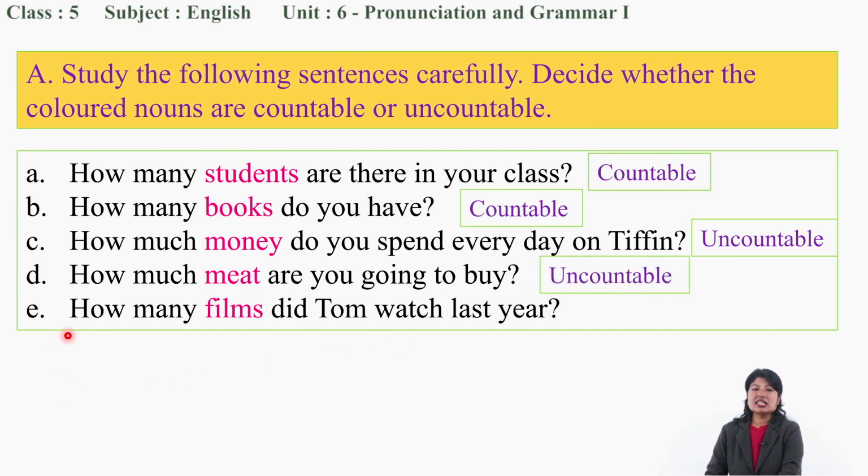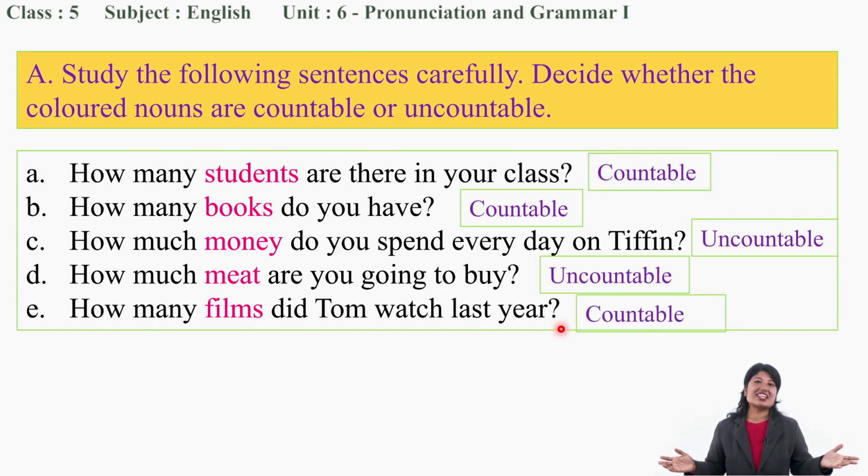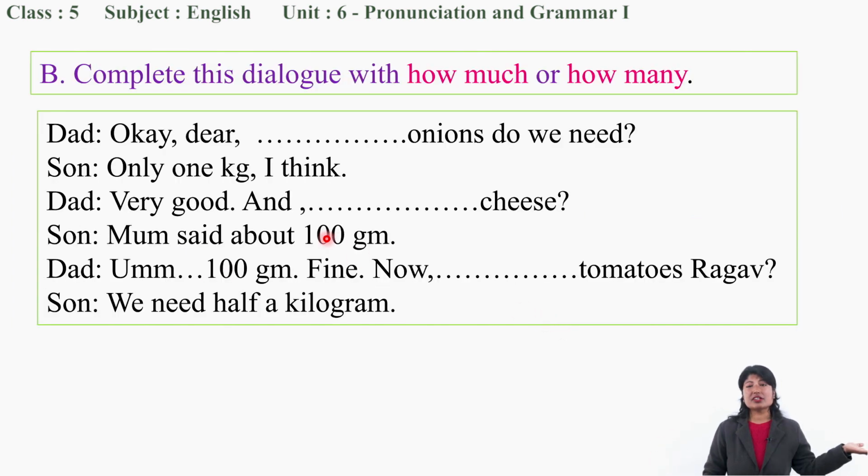E. How many films did Tom watch last year? How many films? Many films means 1, 2, and 3, right? 1, 2, 3, 4, 5. We can count it, so it is countable. See how easy these exercises are. Let's move to the next.